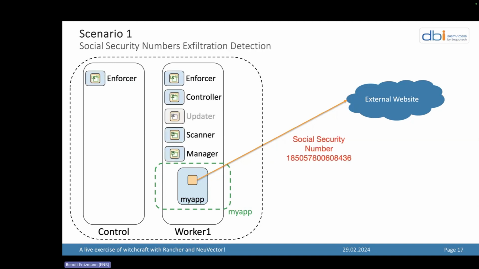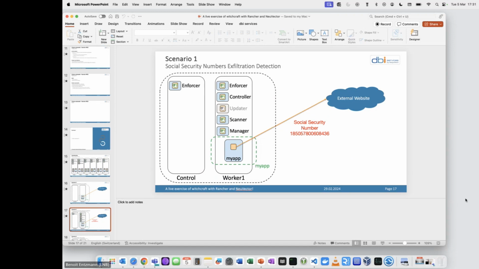So when you deploy NeuVector into the cluster, you can see all the functions we have seen before. If this, the French social security number, is exfiltrated from the pod to an external website, you will be able to see that, and then you can take some action to prevent it. So let's jump to the demo. I will show you that in action.